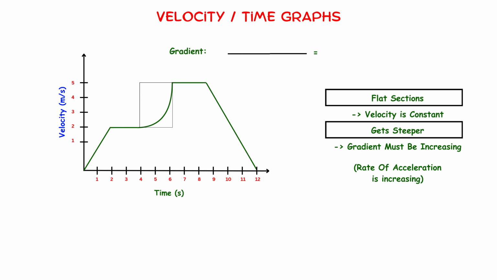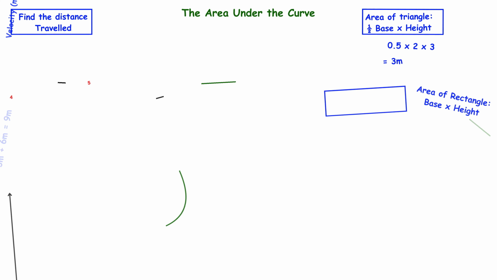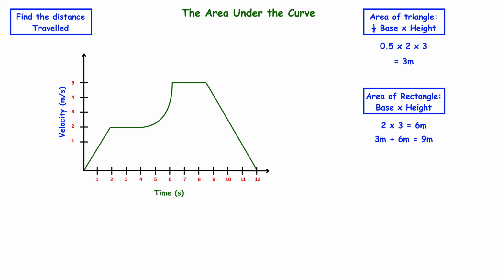If the curve begins to steepen like in the third segment, it indicates that the gradient is increasing. This means that the rate of acceleration is also increasing, and the object is speeding up at a faster rate over time. Now, let's talk about how to find the distance traveled from a velocity-time graph.